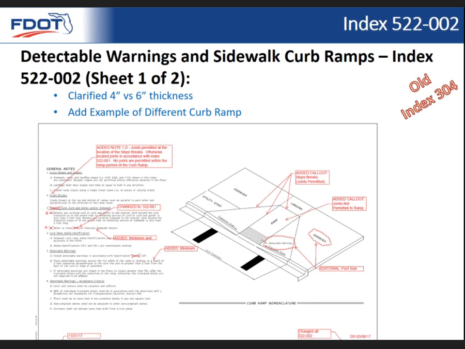But we also added some additional call outs pointing to some of these slope breaks that address the joint issue, and that these locations within the curb ramp joints would actually be permitted. It's just along the ramp itself that we don't permit joints. So we clarified those two issues on this index going forward.